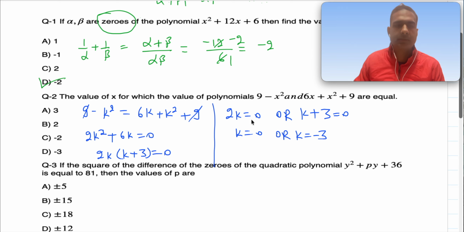is minus 3. Now 0 is not any one of the options, so we can write option D as our answer. That is, k should be minus 3. It means the value of x is minus 3 when both the polynomials have the same value.